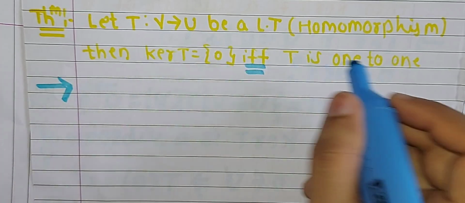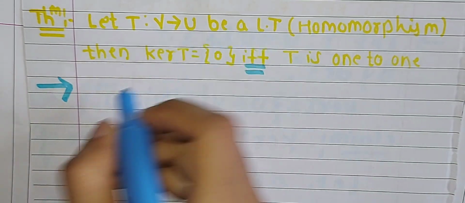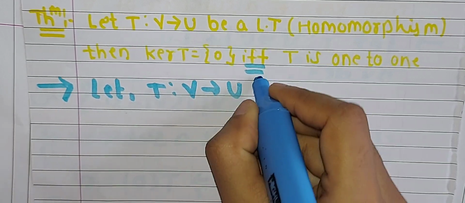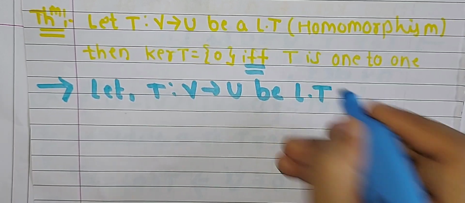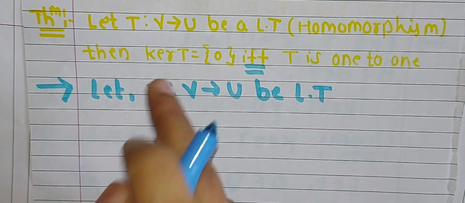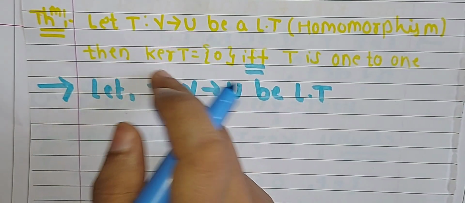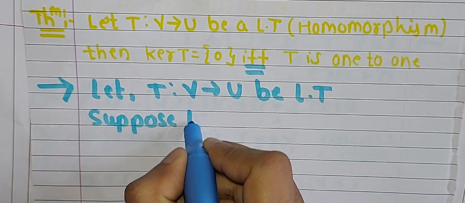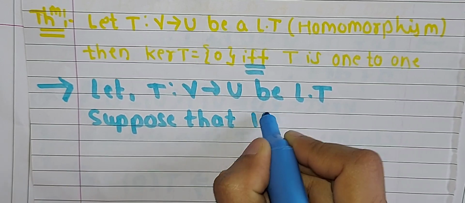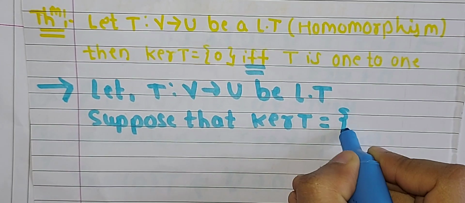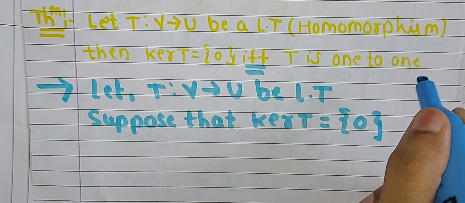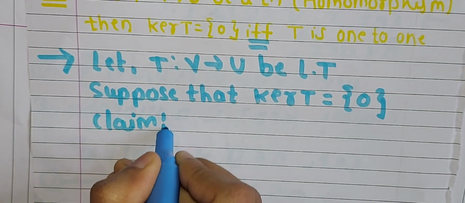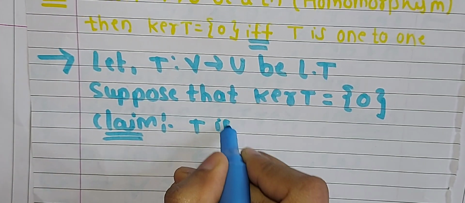Okay, to start the proof of the theorem, just consider the given condition, that is let T from V to U be a linear transformation or a homomorphism. To prove this if and only if statement, just consider the first given condition, that is suppose that kernel of T is equal to singleton set 0, and we only have to prove the claim that T is 1 to 1.